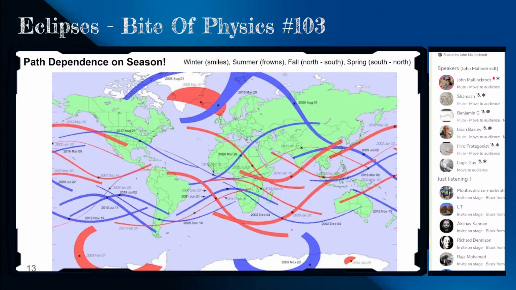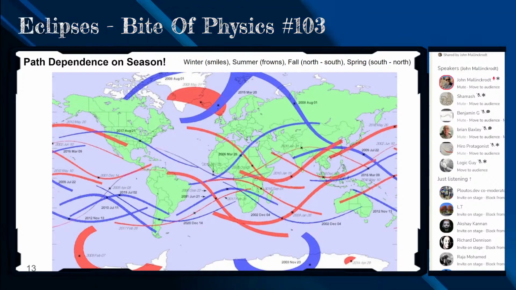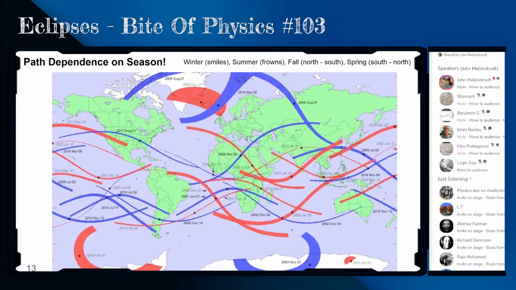One thing I'm going to leave as a challenge for you to understand is that if you look at all those eclipses, you'll notice that all of those paths in the winter are smiles. They all curve upward. They're always smiles. In the summer, they're always frowns. They always curve downward.